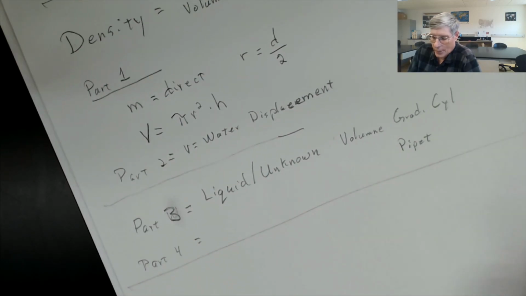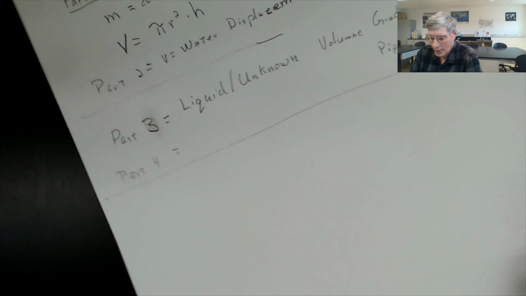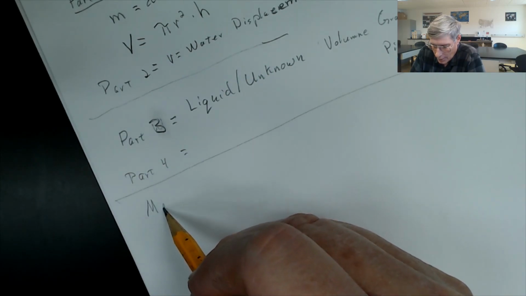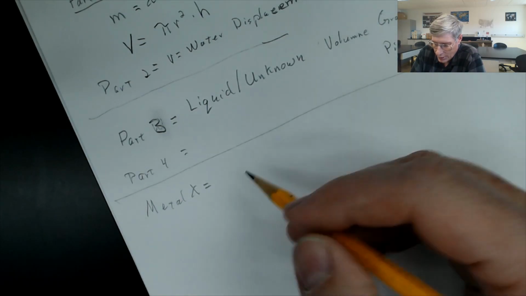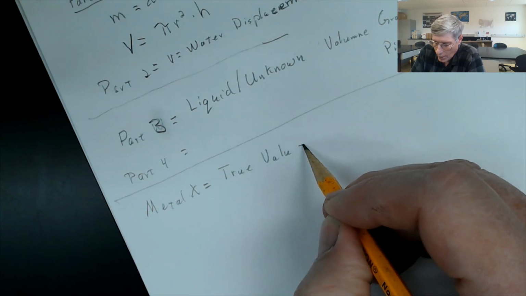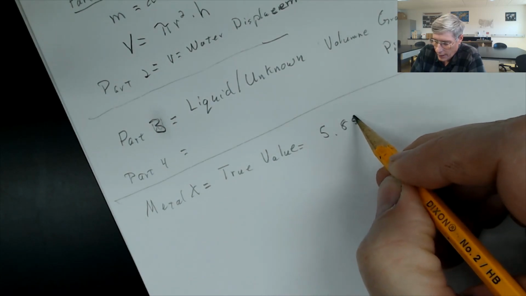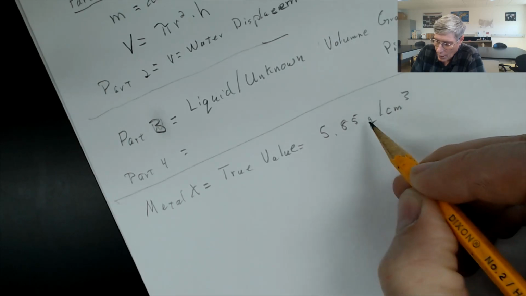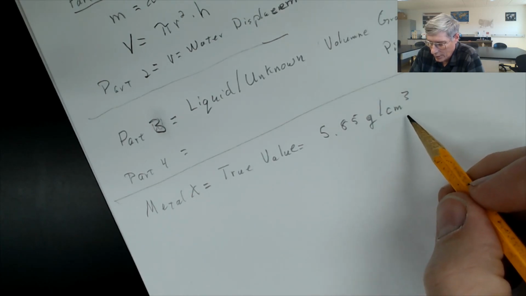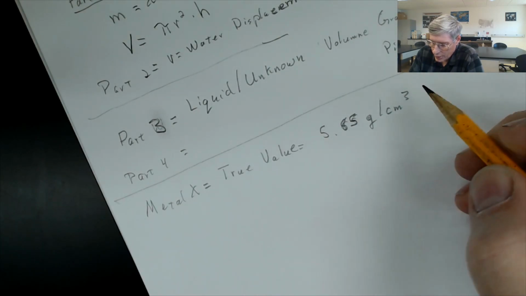So let's go to the important part, your calculation of precision and accuracy. And I'm going to do a pretend set of data. Let's say we had a mystery metal X, and somebody told us that the known or the true value was equal to 5.85 grams per cubic centimeter. Now we're going to do all our densities in grams per cubic centimeter because those are the standard units of density in the international system. So 5.85 was the true value.